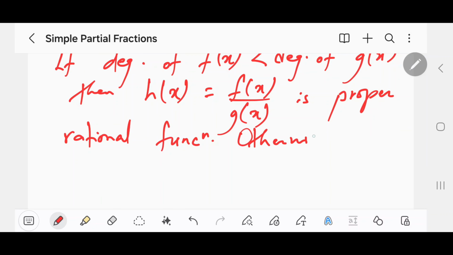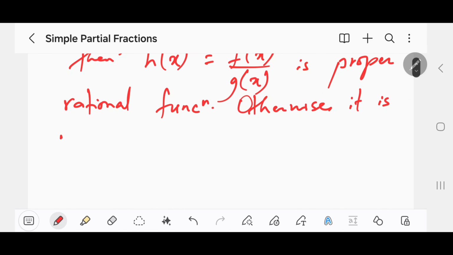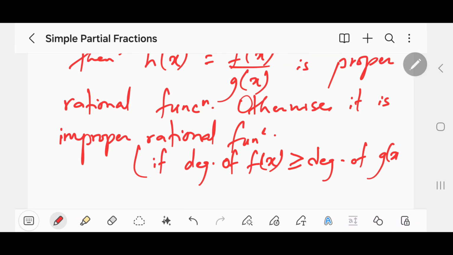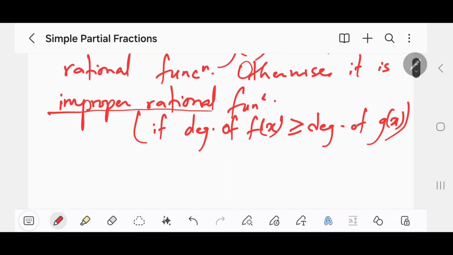Otherwise, it is an improper rational function. Otherwise means if the degree of f(x) is greater than or equal to the degree of g(x). So this should be noted. And the partial fractions can be evaluated only for a proper rational function. So if we are given an improper rational function, we need to change it to a proper one by any method.